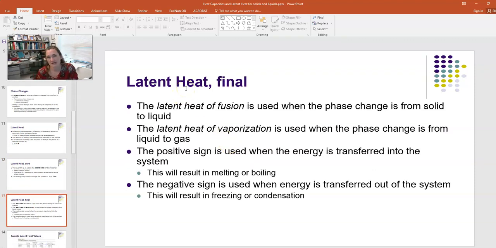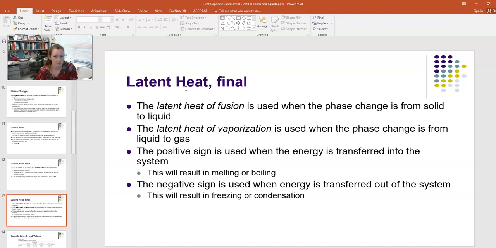We call these latent heats, but there's different latent heats depending upon what process is taking place. We call it the latent heat of fusion when the phase change is from solid to liquid or vice versa. So if something is freezing or melting, you'll use the latent heat of fusion for that process. We call it the latent heat of vaporization when the phase change is liquid to gas or vice versa. Okay? So if something is boiling or condensing, then you'll use the latent heat of vaporization.